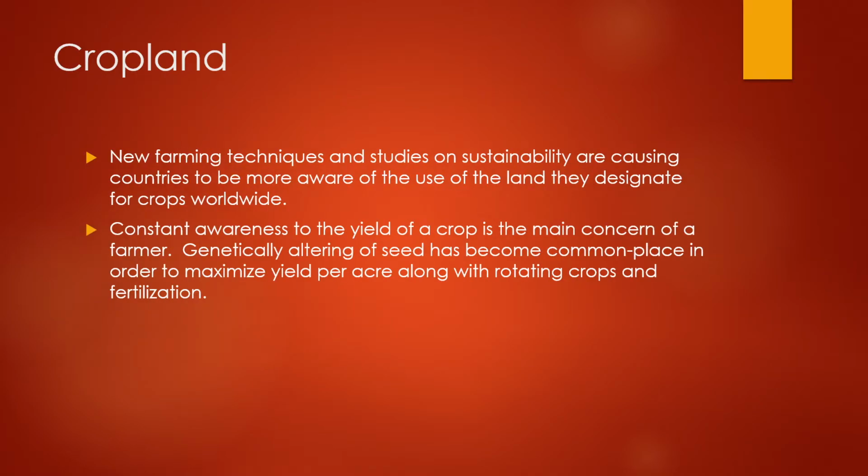So let's talk about those 6 types of land types, shall we? First up, we have cropland. New farming techniques and studies on sustainability are causing countries to be more aware of the use of the land they designate for crops worldwide. Constant awareness of the yield of a crop is the main concern of a farmer. Genetically altering of seed has become commonplace in order to maximize yield per acre, along with rotating crops and fertilization. This gets into GMOs a little bit, but it is an important thing that we can discuss.